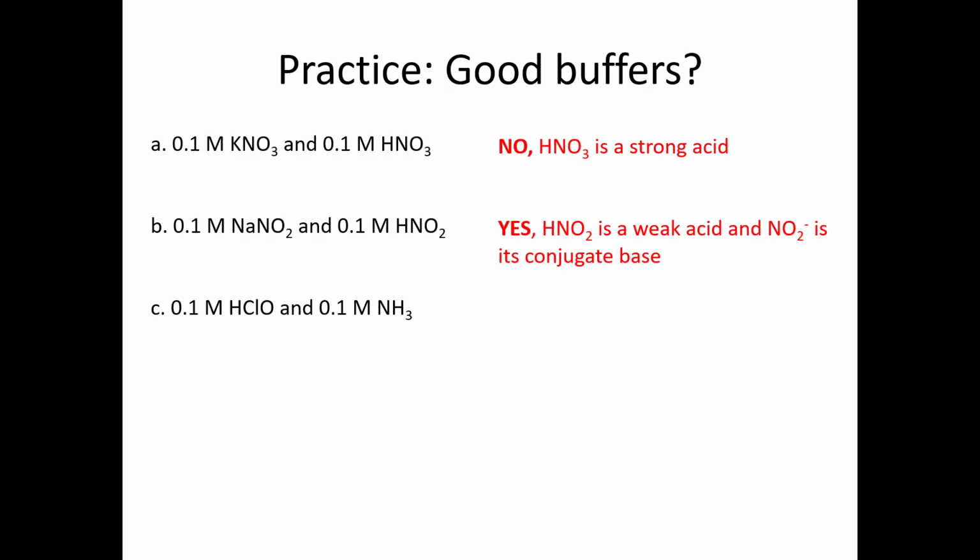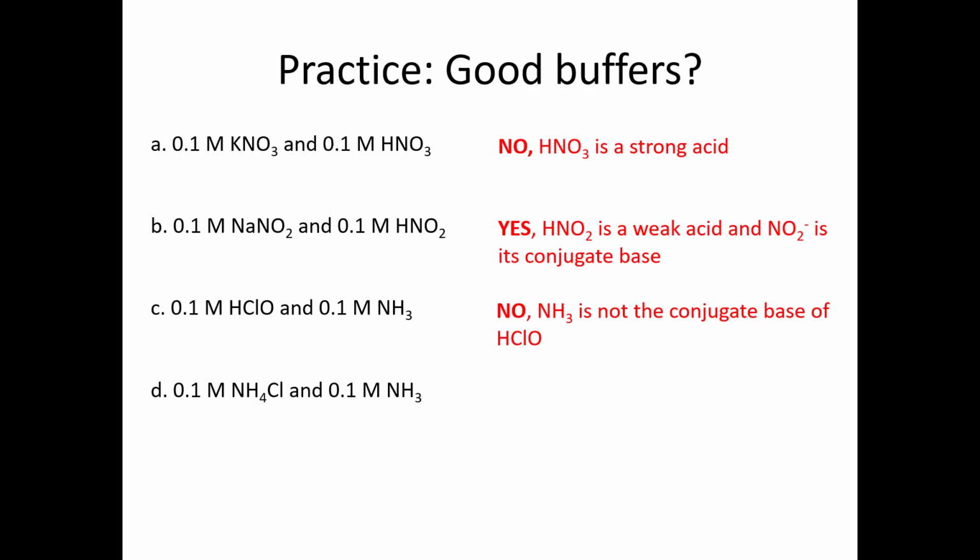They're equal concentrations. HClO is a weak acid. NH3 is a weak base, but what's the problem with this one? They're not a conjugate pair, right? NH3 is not the conjugate base of HClO. NH3 is the conjugate base of NH4+, or the conjugate base of HClO is ClO minus. Okay? So not a good conjugate pair. Will not make a buffer.